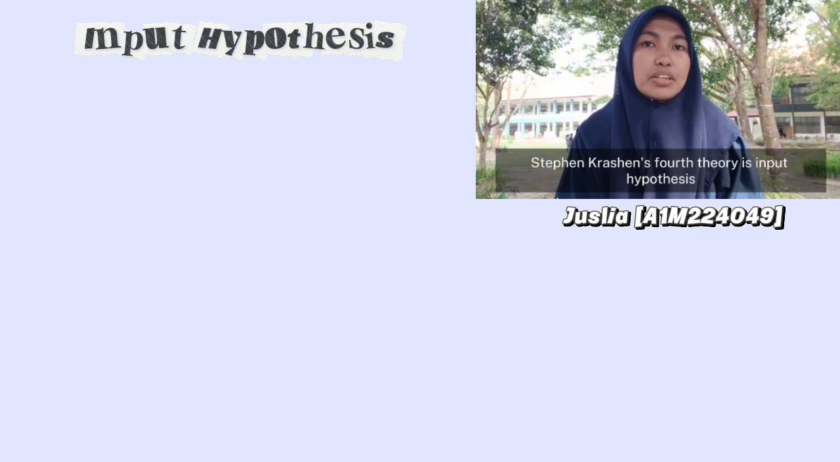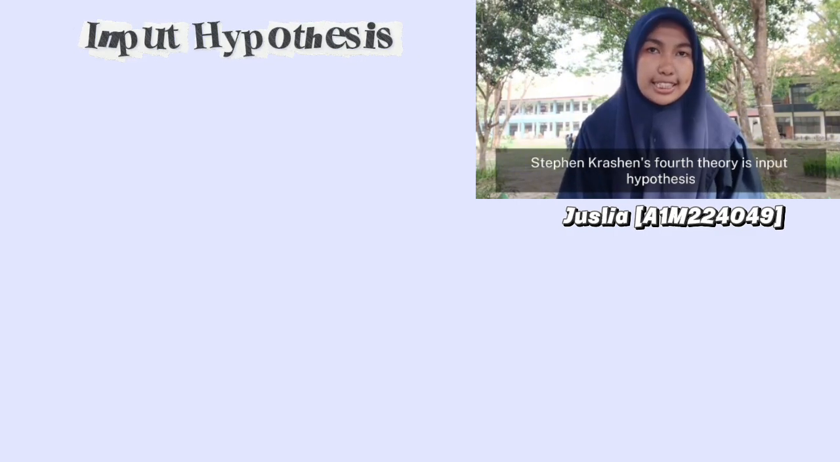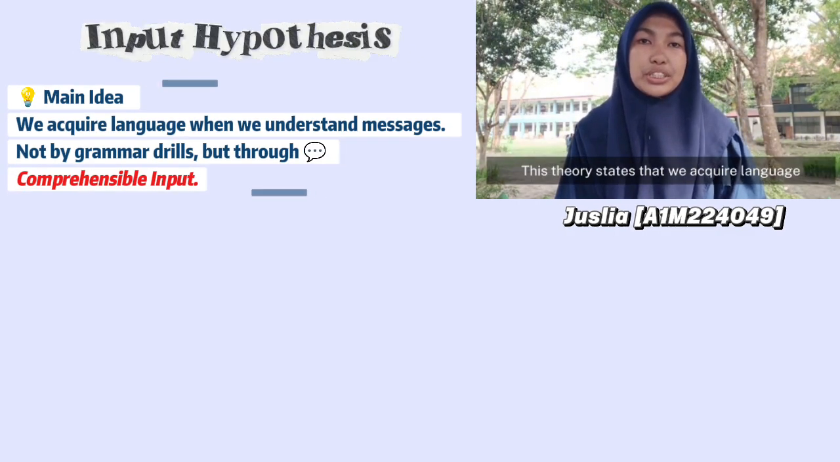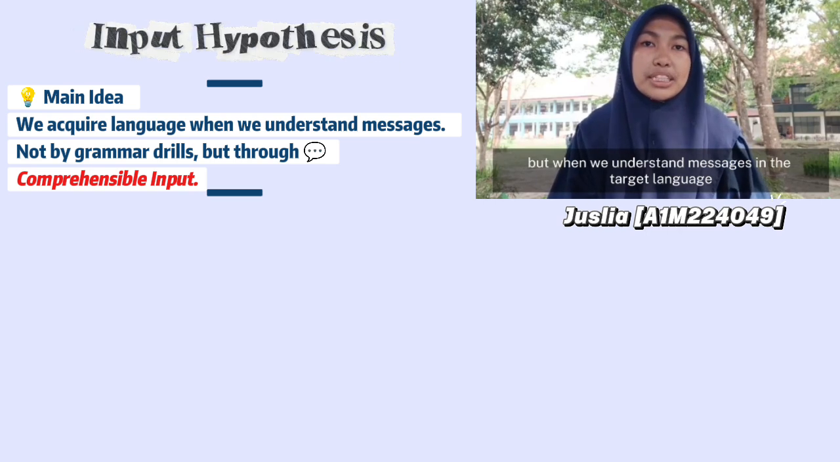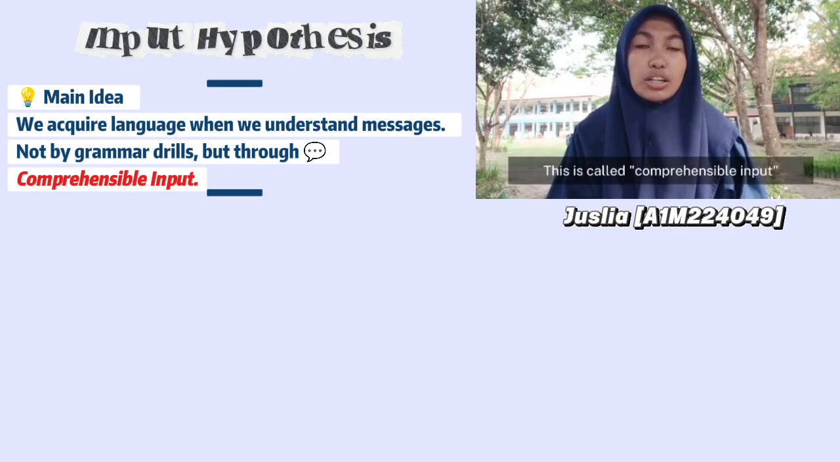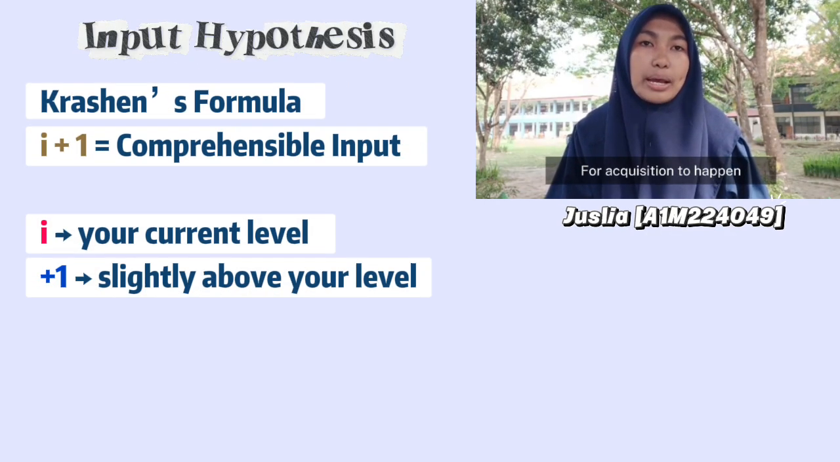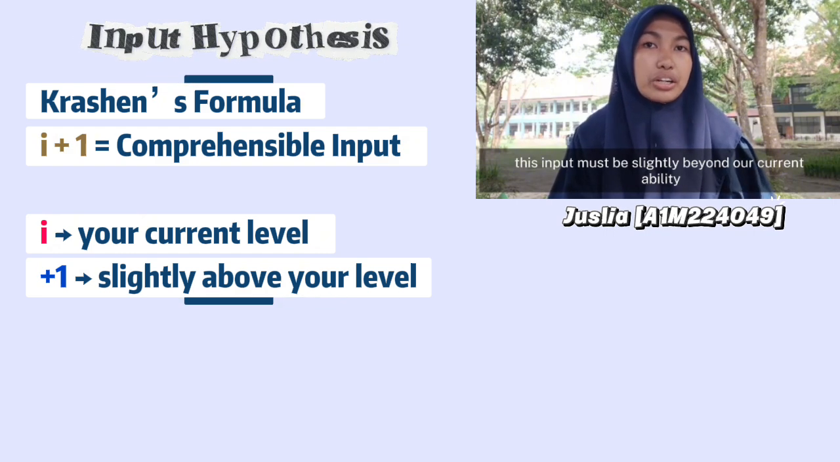Hello everyone, I'm Juslia. Today I will explain Stephen Krashen's fourth theory, the input hypothesis. This theory states that we acquire language not by studying grammar rules, but when we understand messages in the target language. This is called comprehensible input. For acquisition to happen, this input must be slightly beyond our current ability.